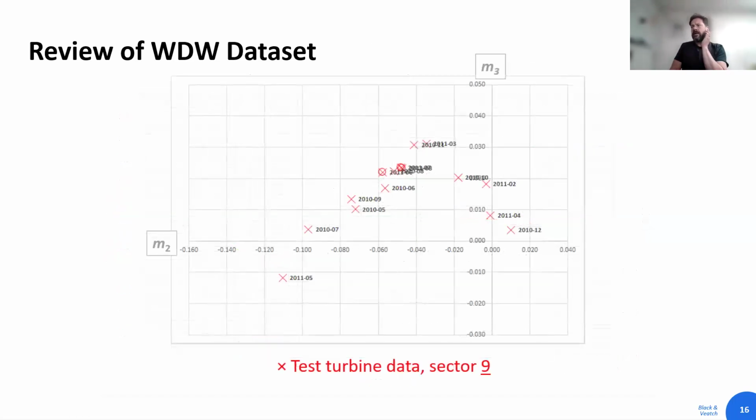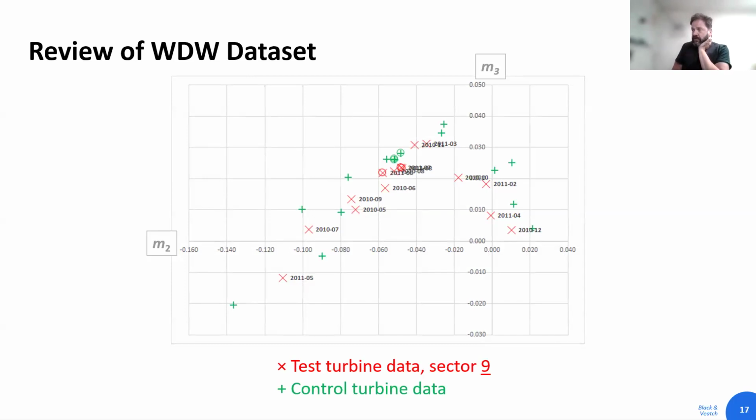And so when I take the test turbine data for Sector 9 and I calculate that for each month, this is what I get, plotting M3 against M2. The last 3 months of the data set have got little circles around them. Just those ones there correspond to the last 3 months when we think something is happening. And then that's the same calculation, but for the control turbine, just looking at Sector 9.